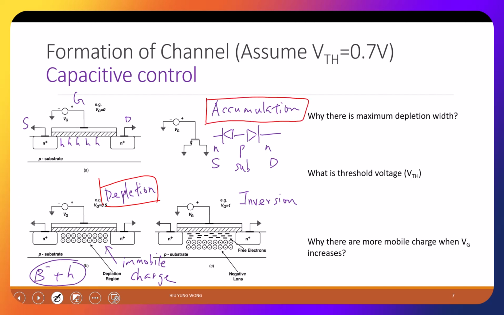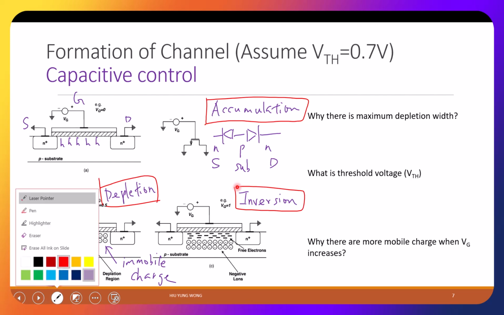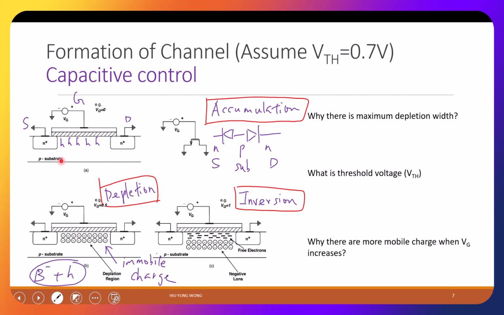Because originally, what was the type of the substrate? What was that? Is it N or P type? Original. P type. It has a lot of hole. But because I add a lot of positive bias, then I induce a lot of electrons. Electrons are more than hole in this region. So it got inverted. Right? If we look at the band diagram, it will be even clearer why it is called inversion.